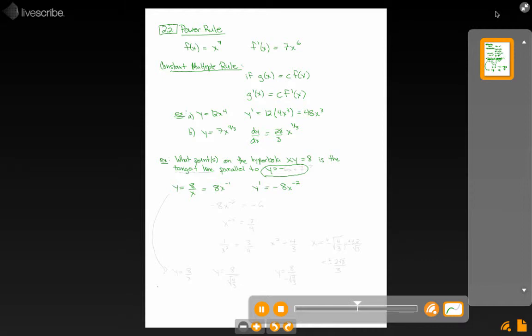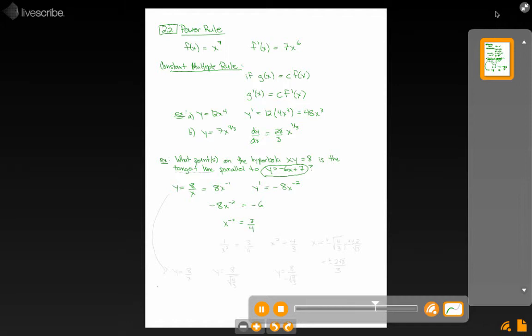Why is that useful? Well, the slope of the tangent line is equal to the value of the derivative at any point. We want to know when it's going to be parallel to this graph that they gave us. So in other words, when does it equal negative 6? When's the slope going to be negative 6? So I'm solving, when does negative 8x to the negative 2 equal negative 6? So when does x to the negative 2 equal negative 6 divided by negative 8, which is 3/4.